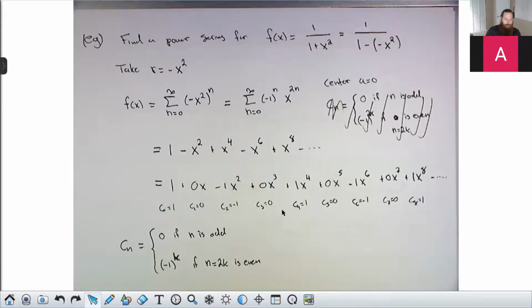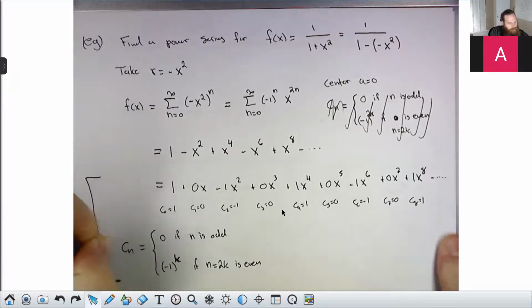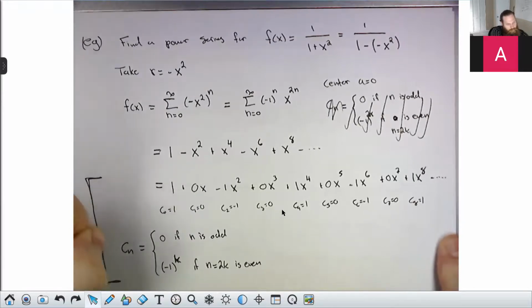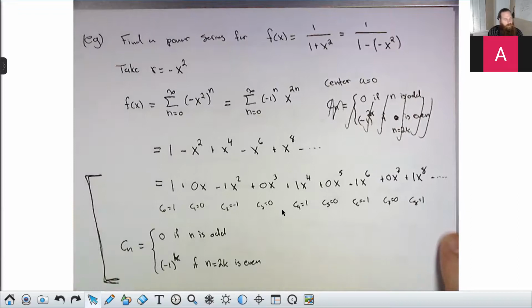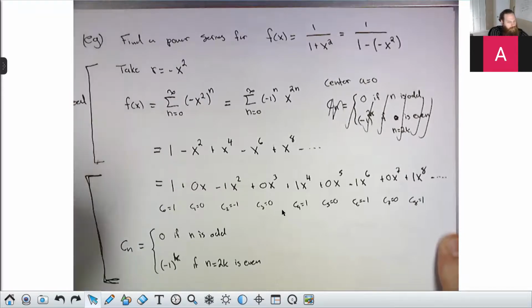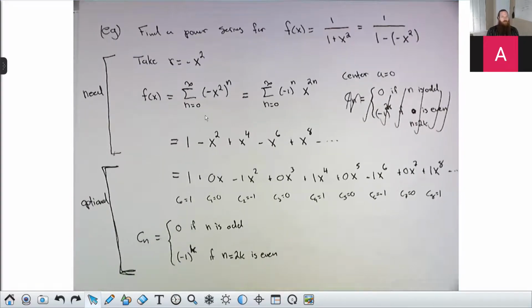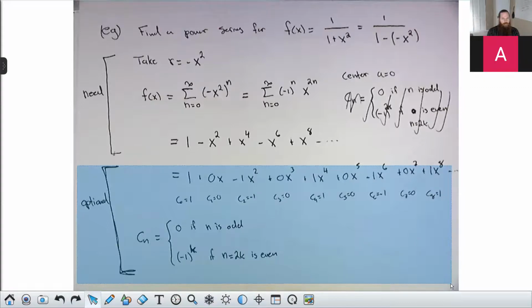Now don't panic if this last part is scary. If this stuff down here is scary, don't worry. You don't need this stuff for this section. You do need the stuff from here up. That's the stuff you need, and that's the stuff that's optional. If you're able to wrap your mind around the optional stuff, it will help you in the next section.